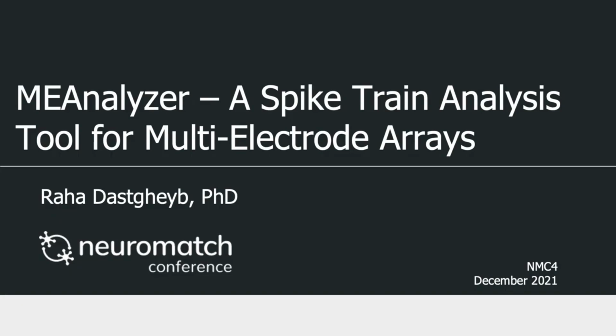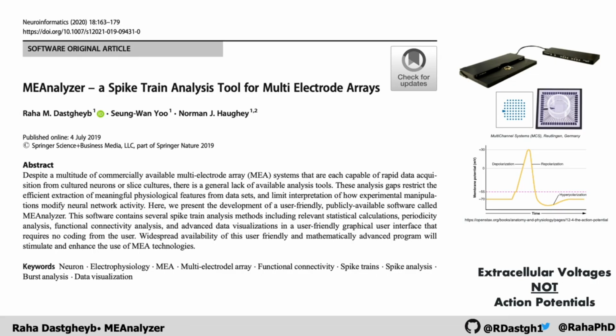And today I'll be giving you a quick introduction to a piece of software we created called MEAnalyzer, which is designed to analyze spike trains from multi-electrode arrays. These multi-electrode arrays are designed to record extracellular voltages from nearby cells. They can be used for organotypic cultures or cultured cells or organoids, or even for cells outside the brain like cardiac cells or retinal cells or even intestinal tissue.